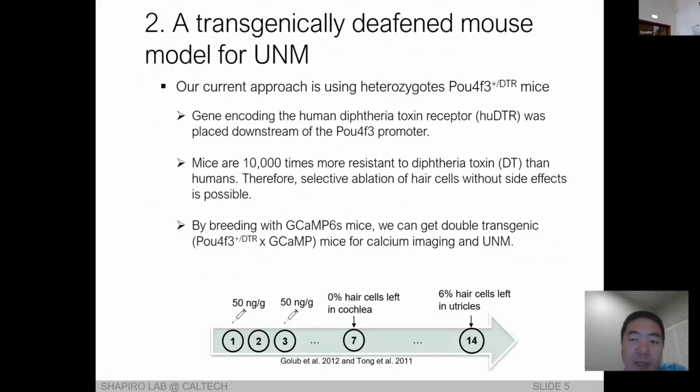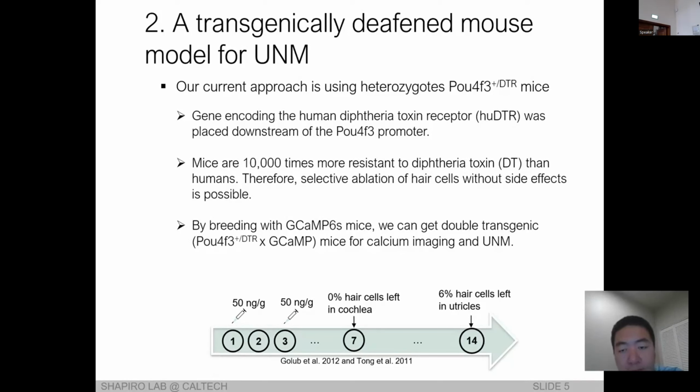To overcome these limitations, we use the heterozygous Pou4f3-DTR mouse as our animal model. In these mice, the gene encoding the human diphtheria toxin receptor was placed downstream of the Pou4f3 promoter. Since mice are 10,000 times more resistant to diphtheria toxin than humans, the injection of diphtheria toxin will achieve selective ablation of hair cells without causing side effects and systemic toxicity to the body. More importantly, by breeding with GCaMP mice, we can get double transgenic mice for calcium imaging.